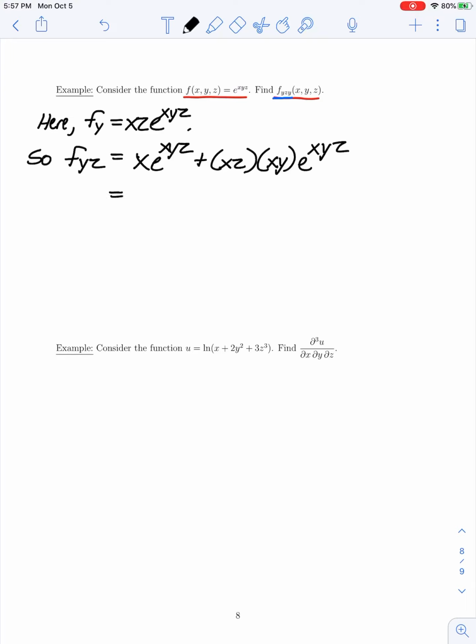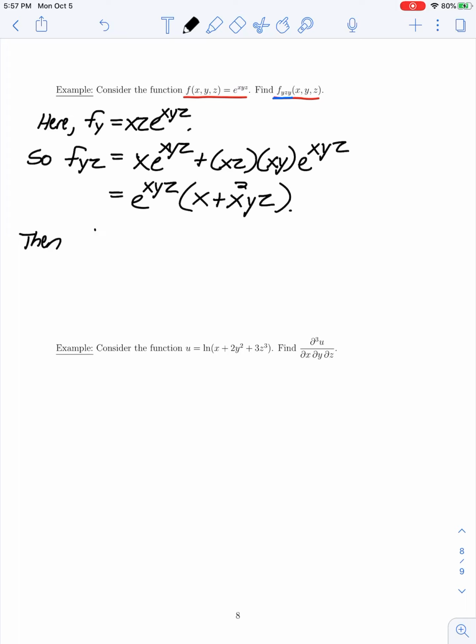Or simplifying just a bit, well, I see that I could factor out e to the xyz from each factor, and I would be left with x to the first plus x squared yz.